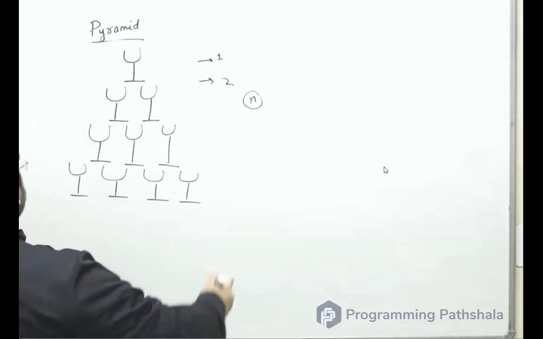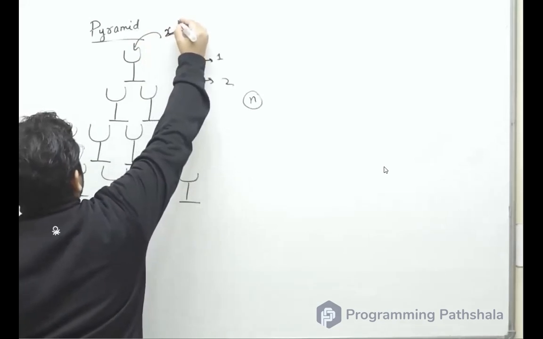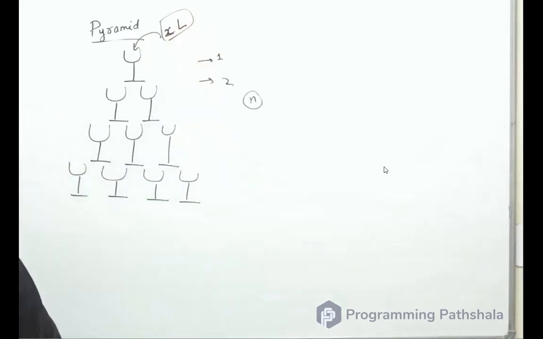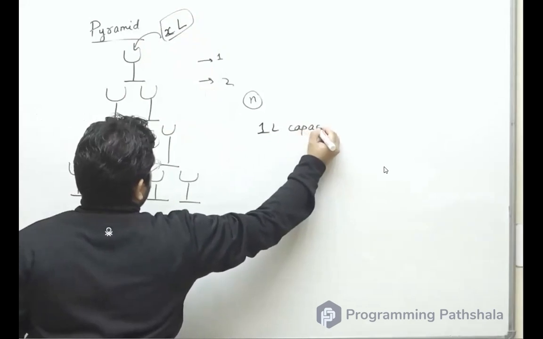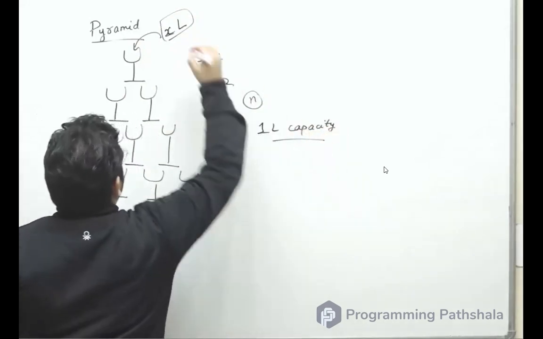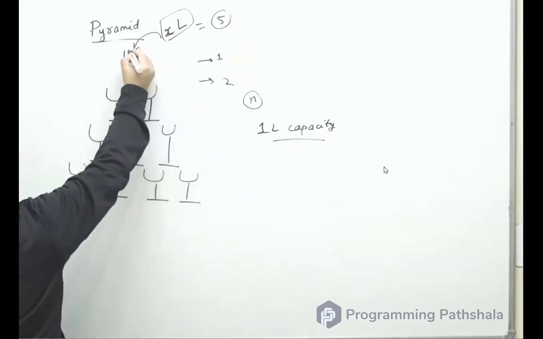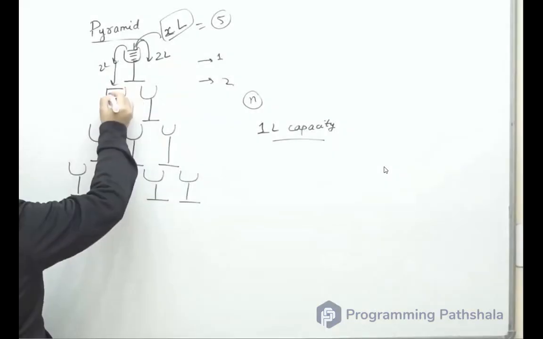And what we were doing is pouring X liter of liquid at the top, right? And we said every glass has 1 liter capacity. So let's take X equal to 5 for now. What will happen? This glass will become full. How many liters are left after this glass becomes full? This one also will fill completely.